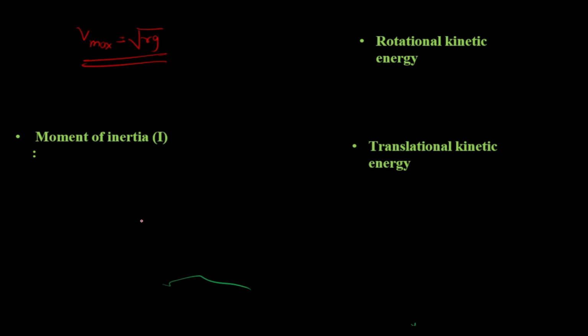Ignore this, please. Moment of inertia, I is equal to integration dm r square. Rotational kinetic energy is equal to half of I omega square, is equal to half of I into 2 pi n the whole square. Translational kinetic energy is half of mv square.